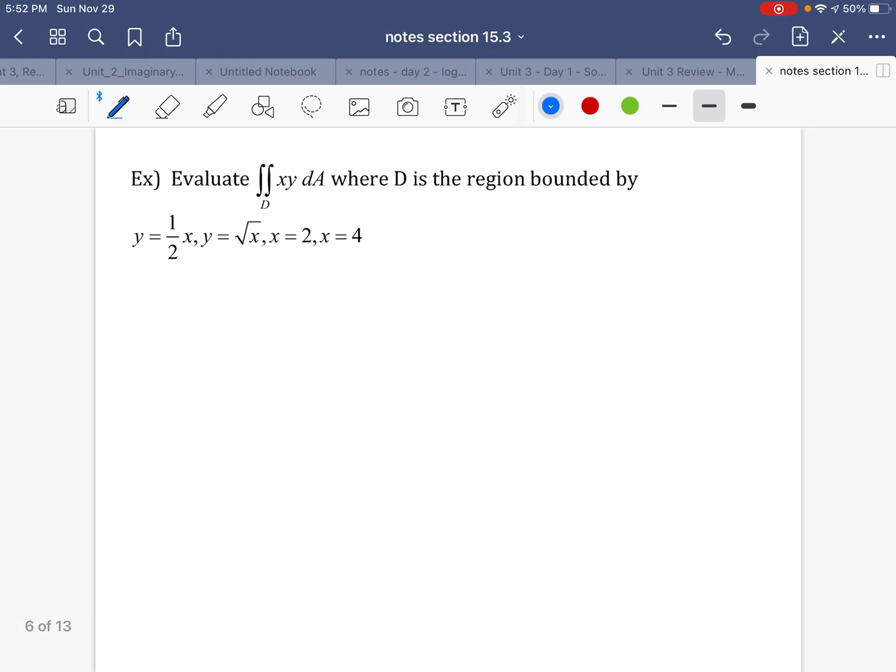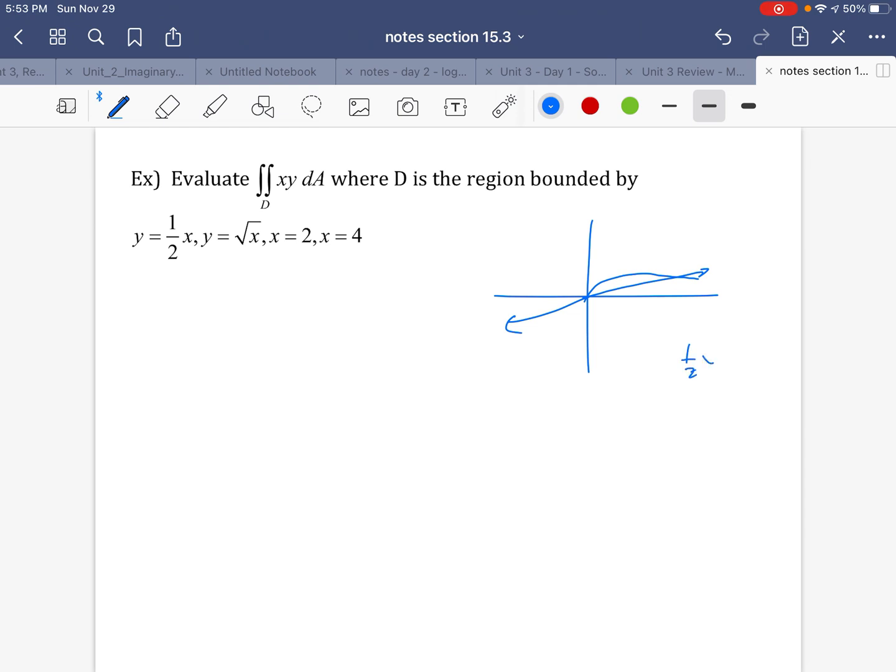All right, so this next problem, we're going to bound ourselves with y equals 1/2 x. So 1/2 x is a line with a slope of 1/2 going through the origin, and y equals radical x, so it comes across here.